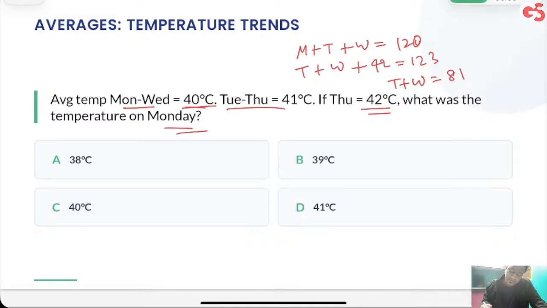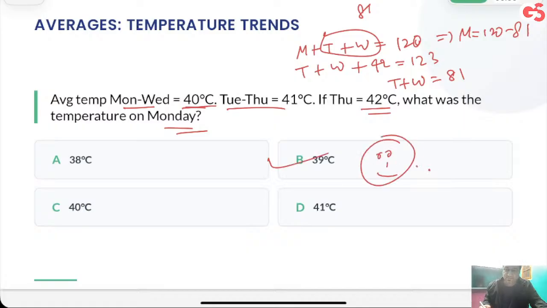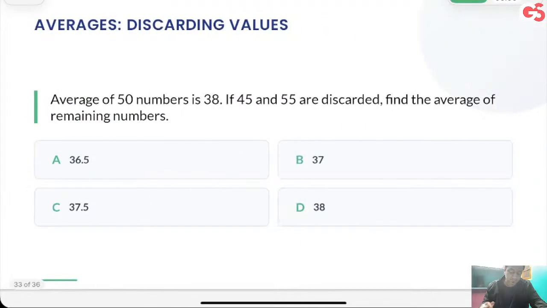What is Monday then? Let's put T plus W here, 81. So Monday will be 120 minus 81, which gives us 39 degrees centigrade. That is the answer. Clear? Next.